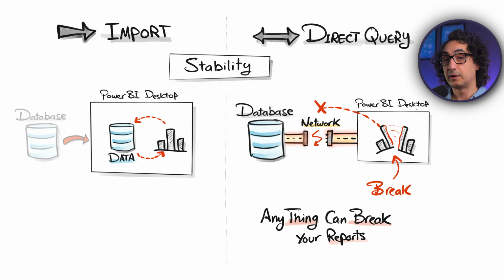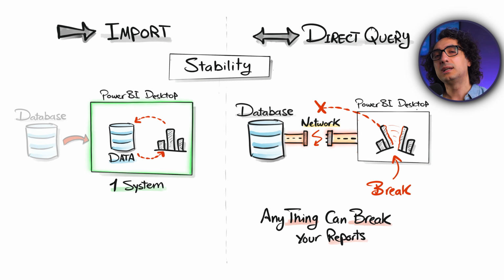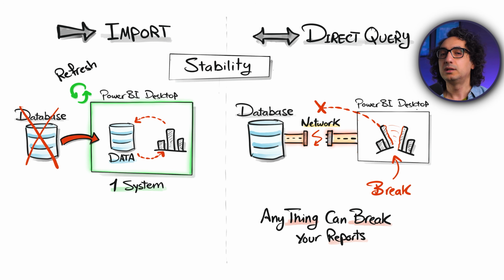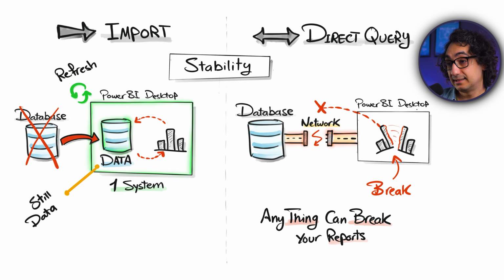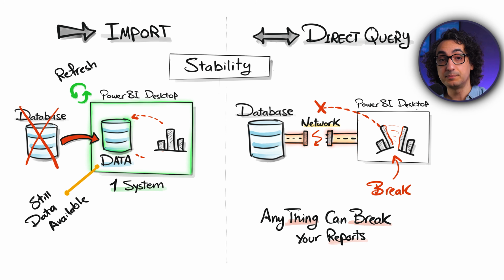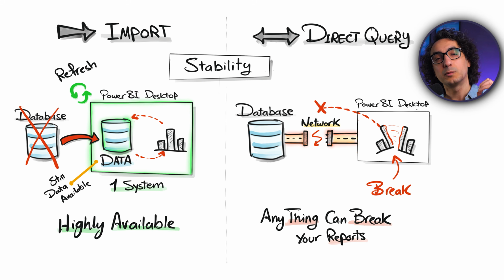But now if you look at the other side, the import, we are dealing with only one system. There is no dependency on any other stuff, and only if the service of Microsoft is offline, then you have a problem. The availability of the cloud is really high, so don't worry about it. And whatever happens outside, your users are always going to have data to work with because Power BI has its own copy. The only issue that might happen is that if you try to refresh and the database is offline, you will not get fresh data on this day. But still, the users will not see errors in the reports. They will just work with 1 day old data. So for the stability, it is a clear win for the import.